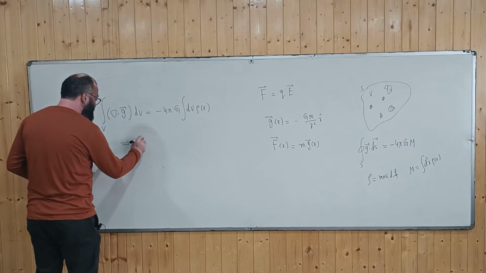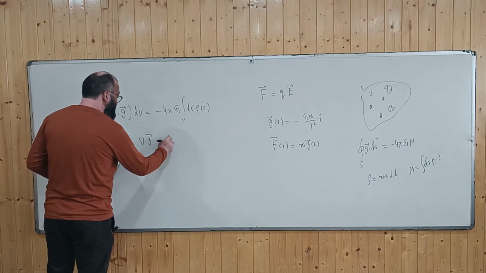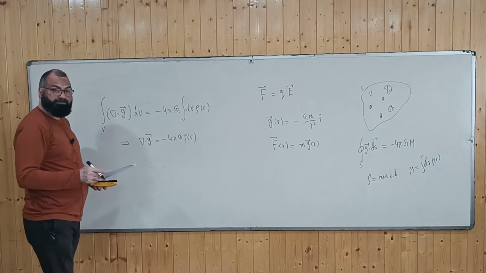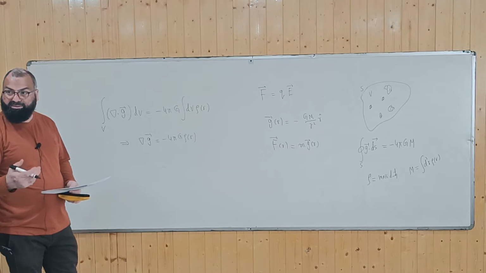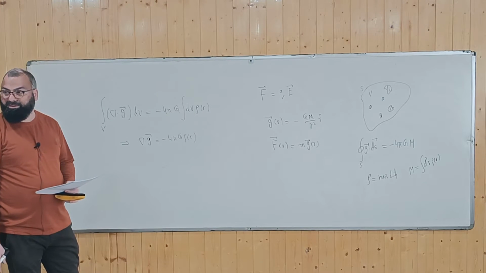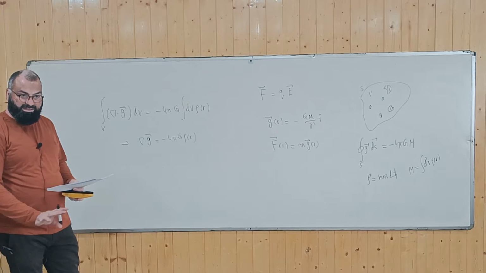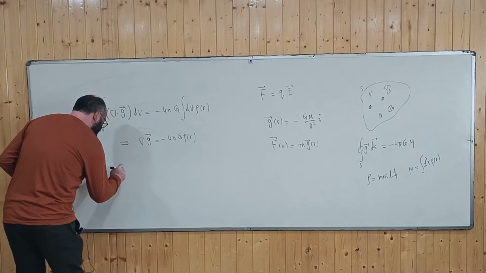It simply gives me the differential form of Newton's law: divergence of G equals minus 4 pi G rho of r. This is the differential equation, giving us the same as what Newton's force law gives us, or Newton's law in differential form. Now let me define the potential, the gravitational potential.